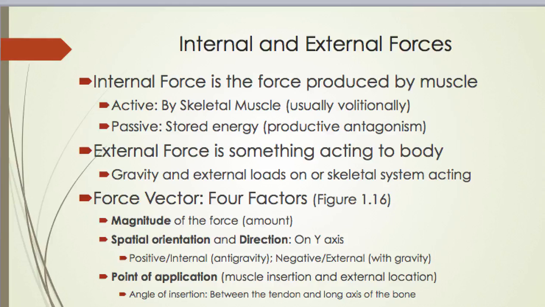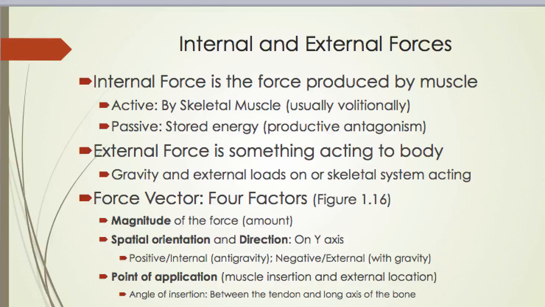If we think about a stress-strain curve, for example, the y-axis is going up and the x-axis is going in a horizontal position from left to right. So when we talk about spatial orientation direction in this picture, we're talking about the biceps and the external force of gravity being on the y-axis. Now, a positive or internal force is anti-gravity, that's the biceps, where the negative or external force can be a weight of the hand or gravity. Then the point of application is where the muscle insertion and the external location of load.